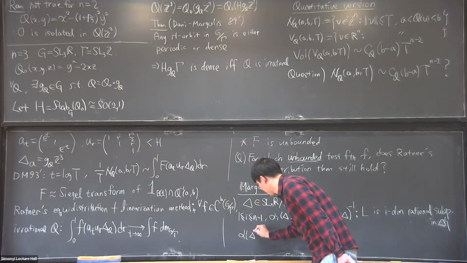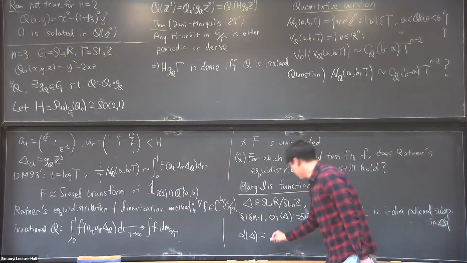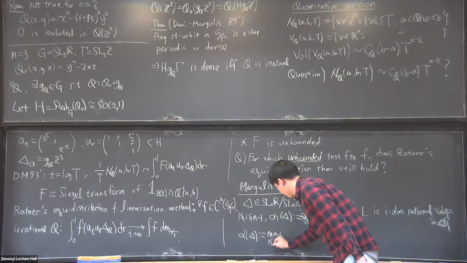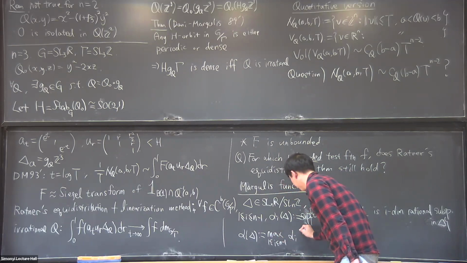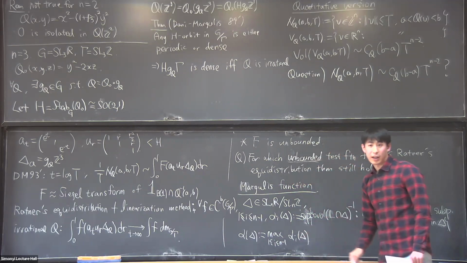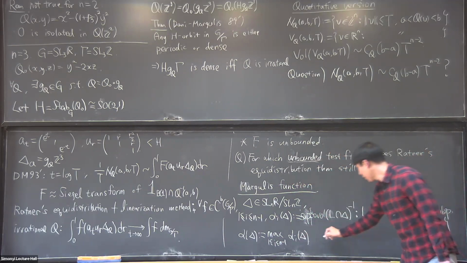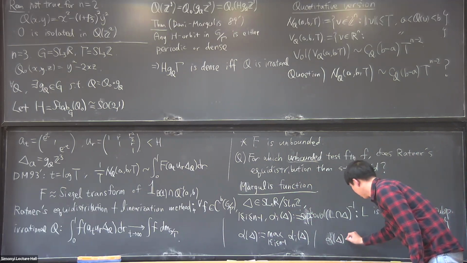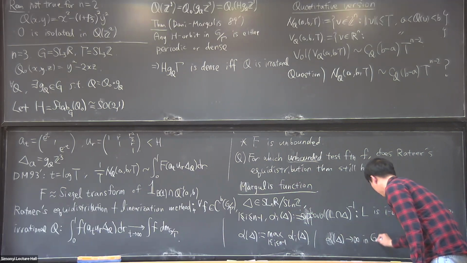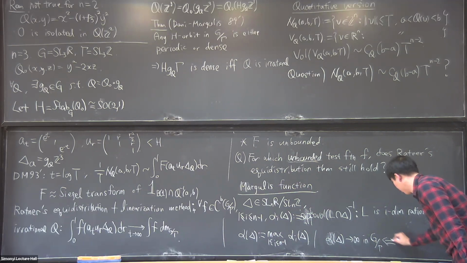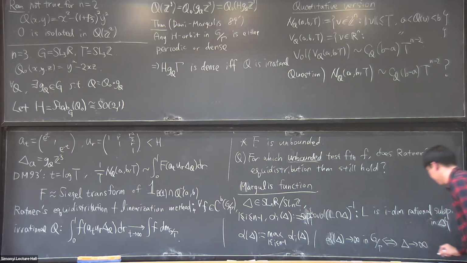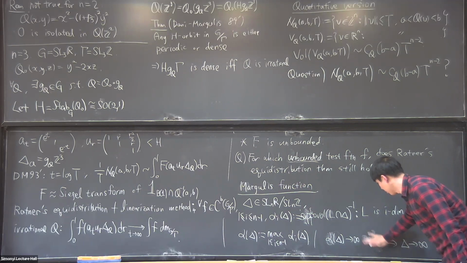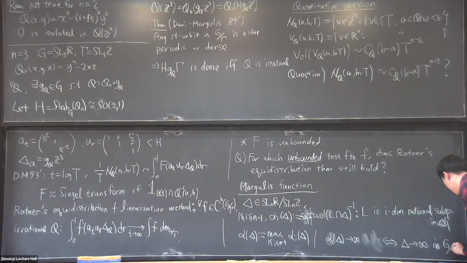And I simply define my Margulis alpha function as the maximum of the alpha i's. Then this is a nice height function in the sense that alpha of delta goes to infinity if and only if my delta goes to the cusp in the space of lattices.